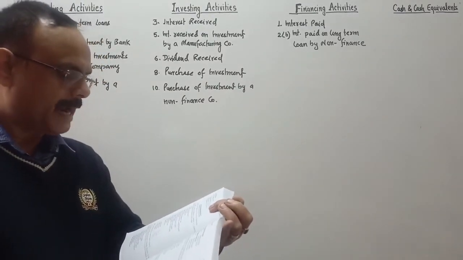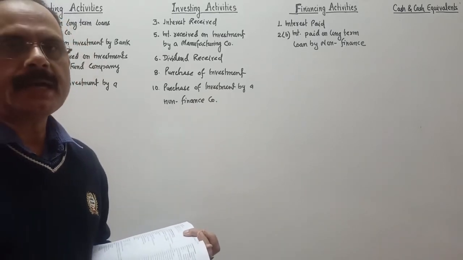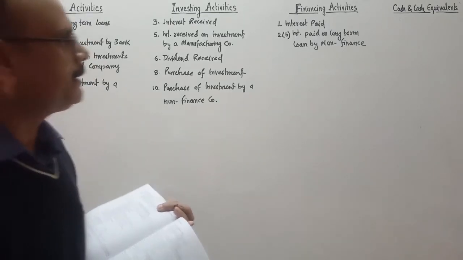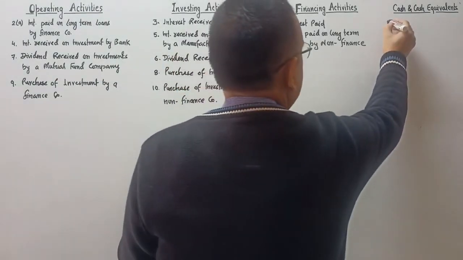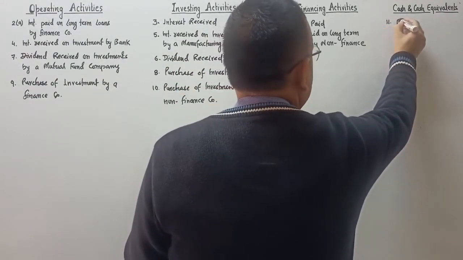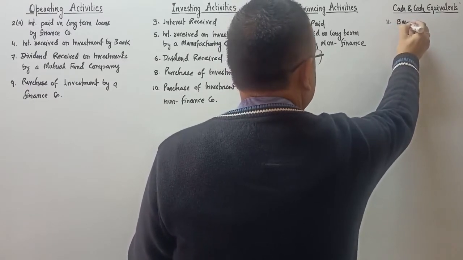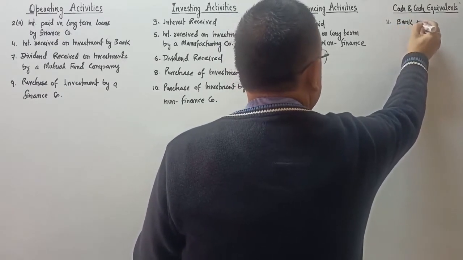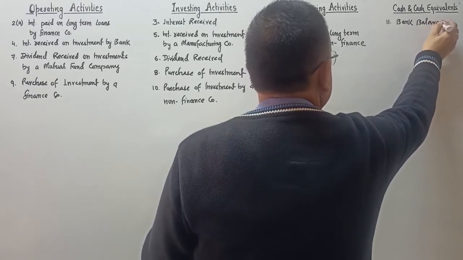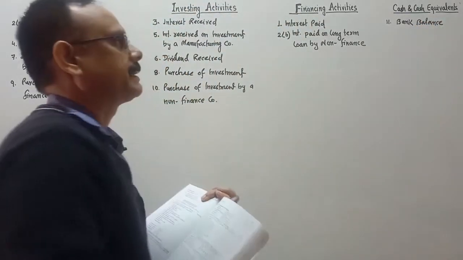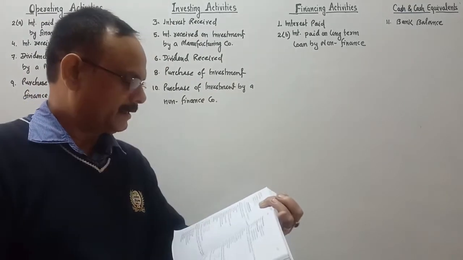Next is bank balance. Bank balance is cash and cash equivalent. This one is point number 11. Is it clear? This will come under the cash and cash equivalent.